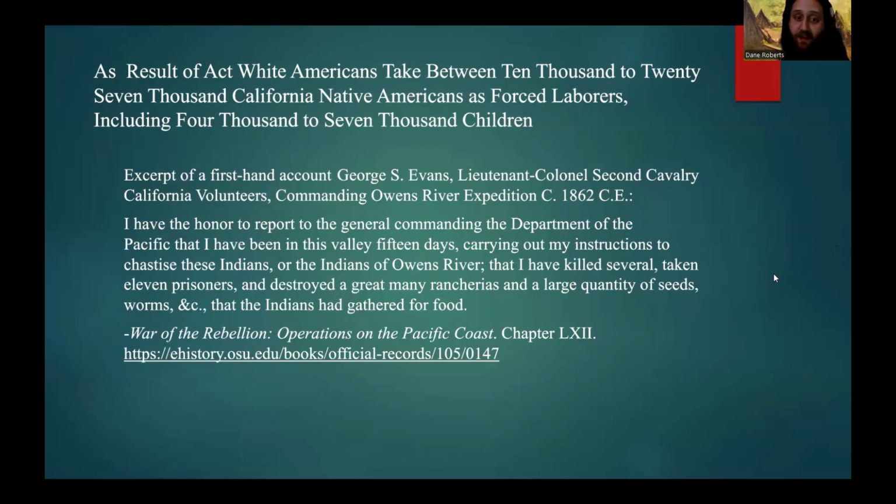So, as you can see in this account from George S. Evans, pretty quickly after this act was passed, the United States and white American citizens were taking Native Americans prisoner to be used in forced labor. And here is the source I get this information from.